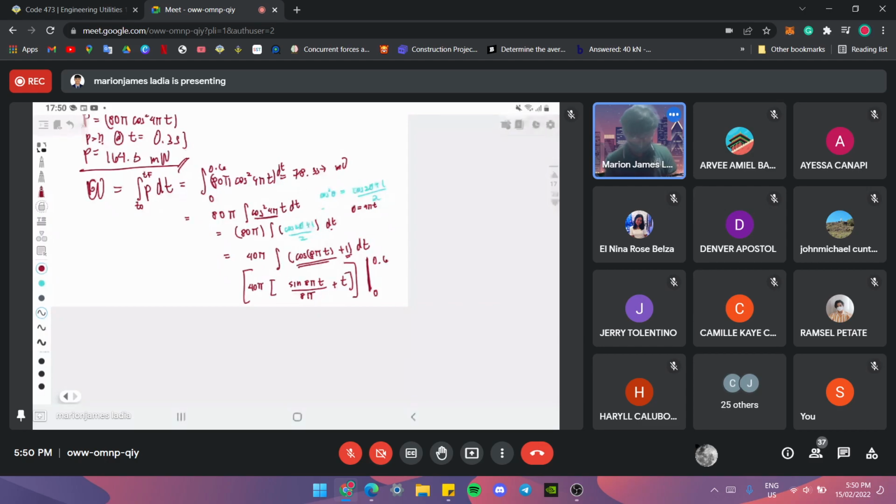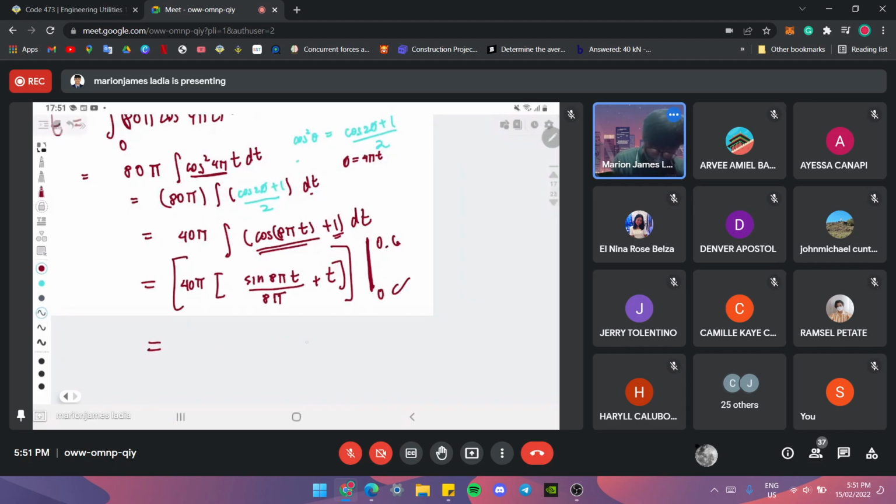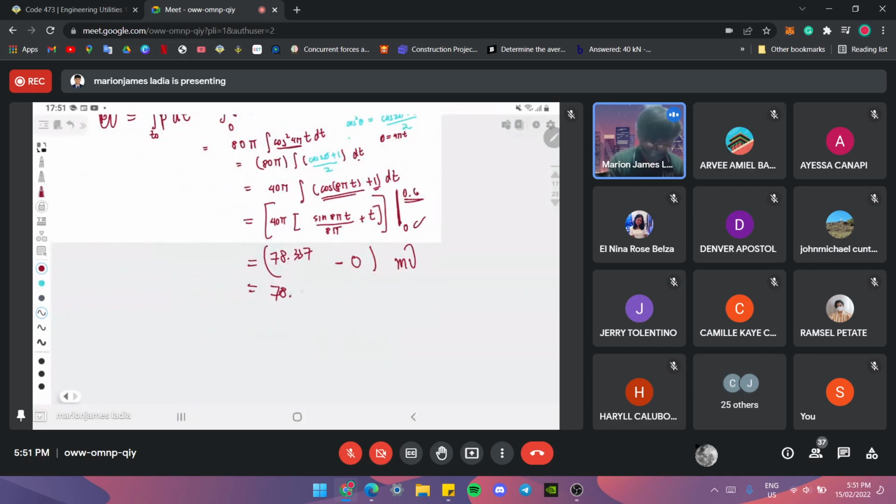Ilalagay ko lang muna sa calci ko. So, sine 8 pi t all over 8 pi plus t, multiplied by 40 pi. So, calc, pag 0 yung nilagay natin, you'll have a value equal to 0. So, therefore, we have 0 yung lower limit natin. Tapos, pag nag-substitute tayo ng 0.6, so you have a value equal to 78.337. Take note that this is in millijoule. So, therefore, the answer will be 78.337 millijoule. Okay, so parehas lang sila.